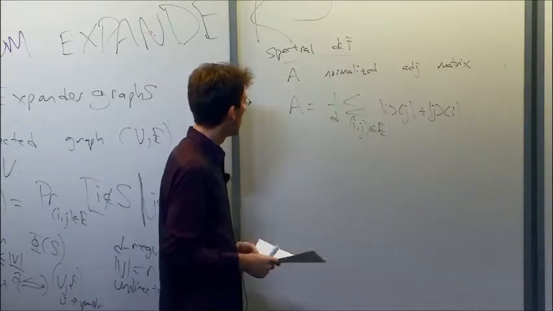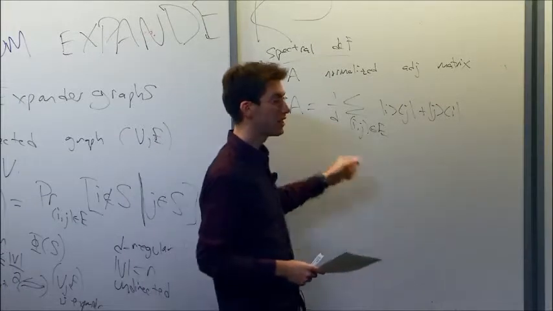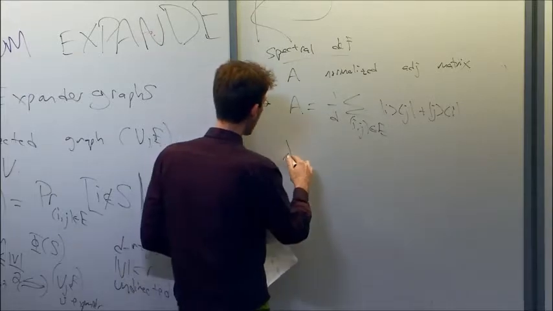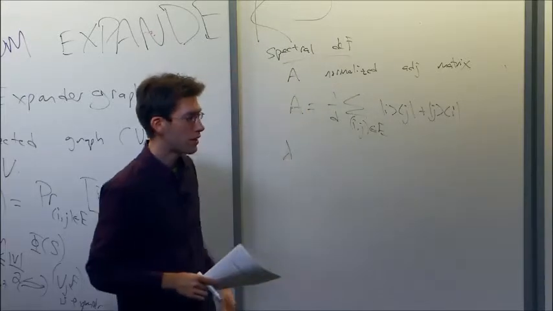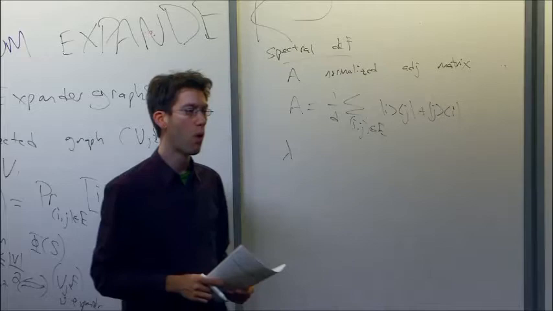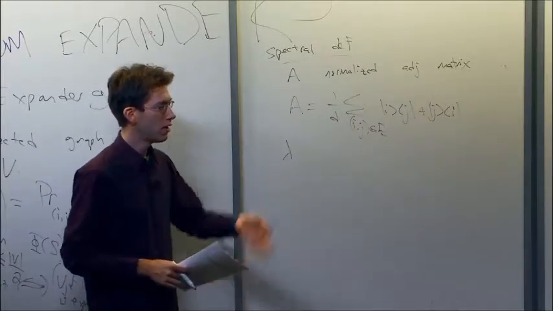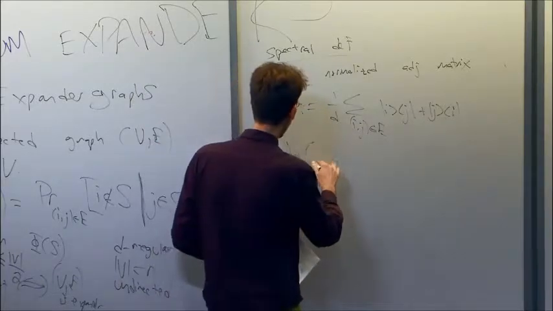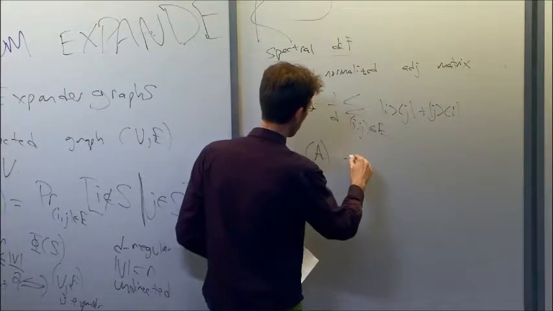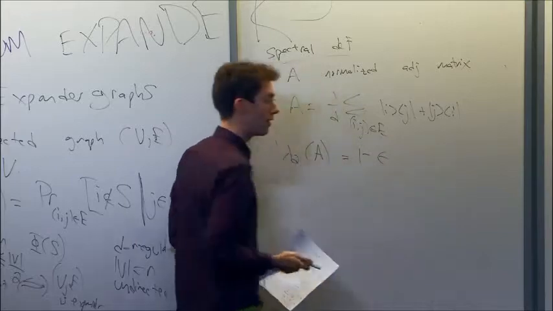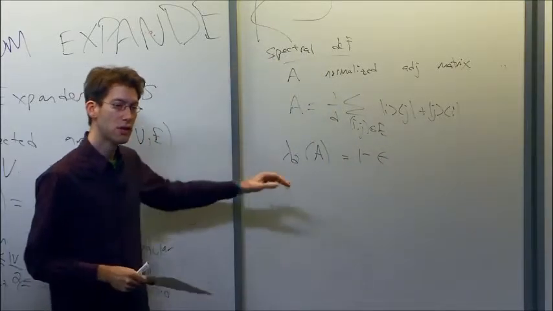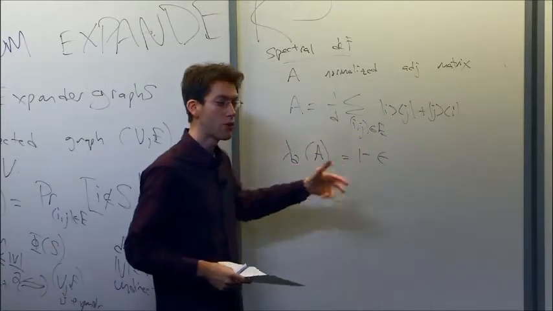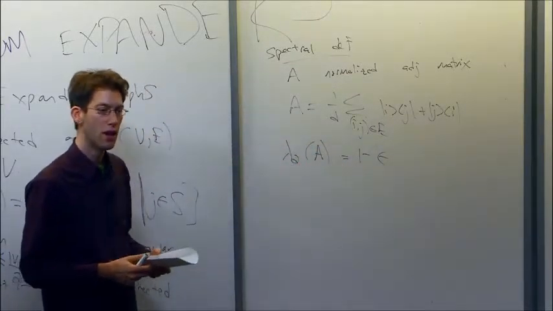And so it's a matrix of 1 over d in each position where there's an edge. And let's say that this adjacency matrix, the top eigenvalue will always be 1, corresponding to the vector of all 1s. And the second eigenvalue, let's say it's 1 minus epsilon. How much this is less than 1, the value epsilon, turns out to tell you how good of an expander it is.